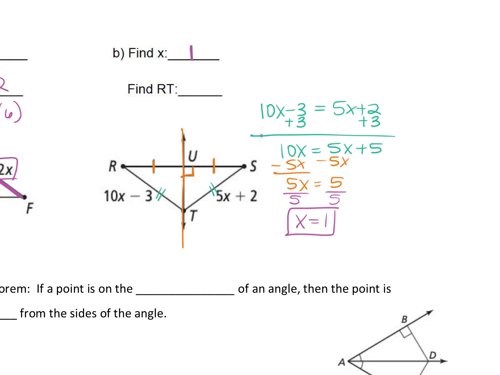So what is RT? How do you find this length? RT. We know what x is, right? And we know what it equals with an x. It's 10x minus 3. So you plug in the 1. 10 times 1 minus 3. So 10 minus 3 is 7. So RT is 7.